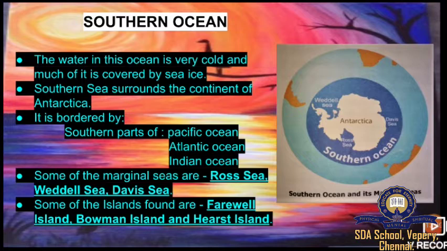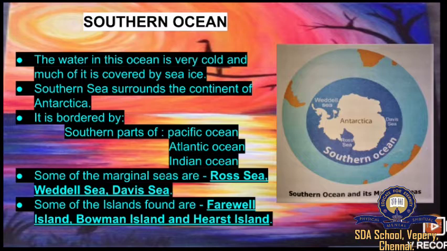So the marginal seas are Ross Sea, Weddell Sea, and the Davis Sea. So there are 3 marginal seas found in the Southern Ocean, as you see in the picture. So some of the islands are Fawell Island, Bowman Island, and the Hearst Island. So there are 4 islands and 3 marginal seas in Southern Ocean.